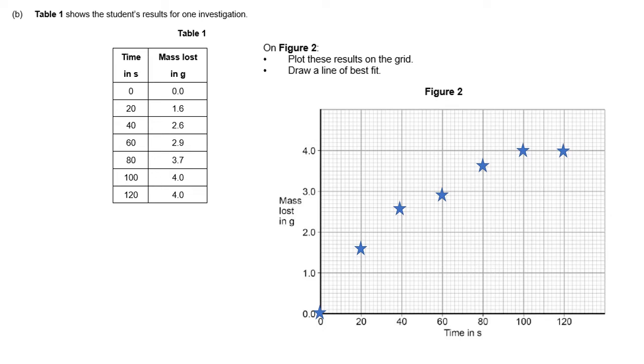Now finding your time is quite nice and straightforward, they're labelled out for you. Mass loss, you've got to realise one teeny square is representing 0.1, so we do need to count those up.